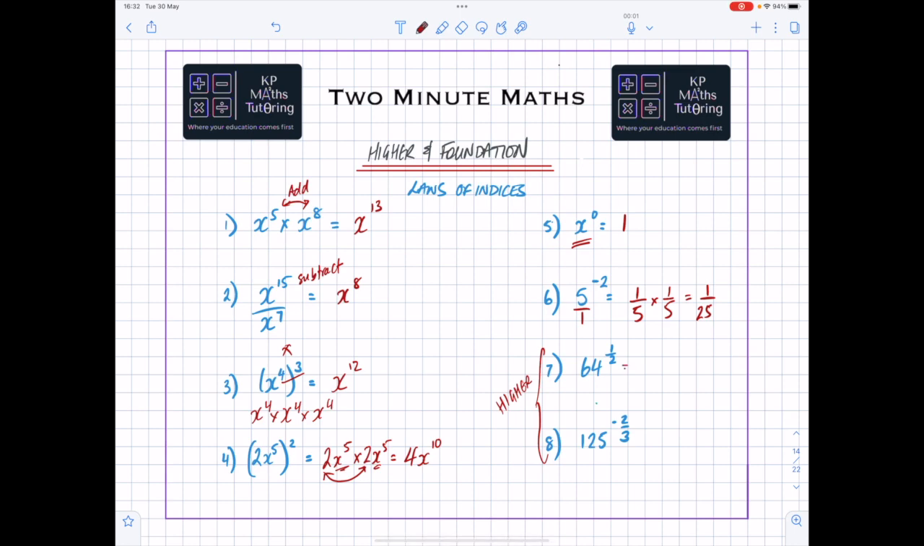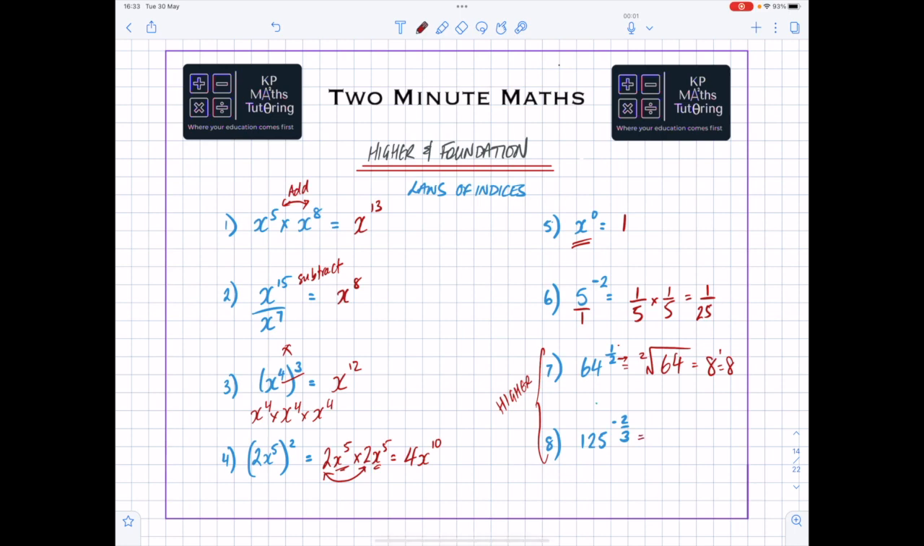Next one is a fractional one. If you get a fractional indice, what you do is you do a root sign. So this one's only on higher. If you're doing foundation, you wouldn't need to worry about it. You put a 64 underneath it. Whatever the denominator is goes on the outside. You do the square root of 64 first, which is 8, and then the numerator becomes your power. 8 to the power of 1 is just 8.